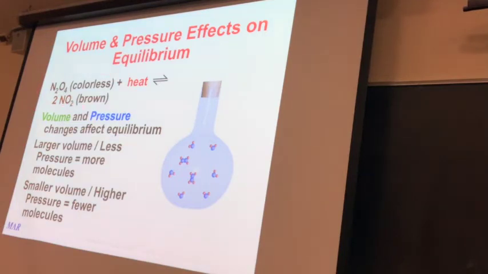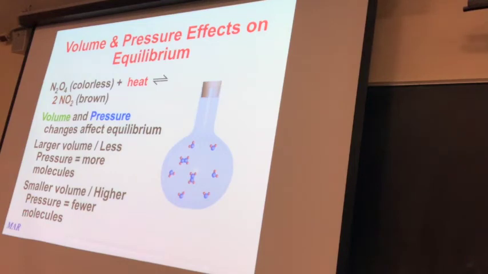Now, in this reaction, N2O4 going to NO2, we have 1 mole of N2O4 on the left and 2 moles of NO2 on the right, and these are all gases. If you pressurize the system, it's kind of like forcing the 2 molecules together to make 1 molecule. So when I say higher pressure, smaller volume, that means in this reaction you would have a shift to the N2O4 because you have just 1 mole there, and 1 mole is about 22.4 liters at STP. Fewer molecules here if you have a higher pressure.